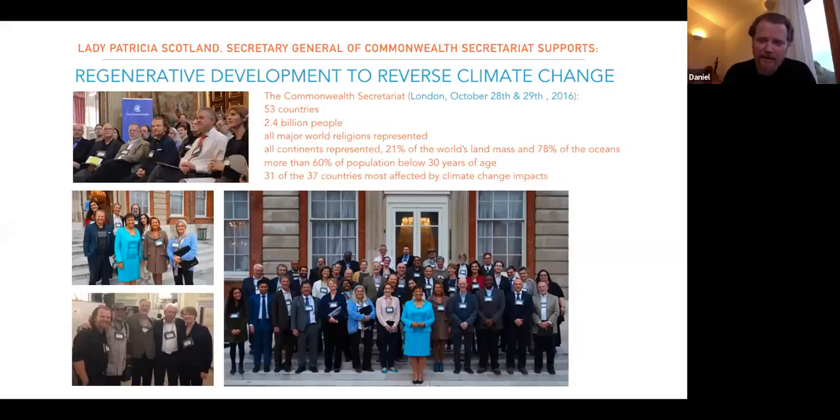But this is an event that we did at the Commonwealth Secretariat, where we brought a lot of experts together to look at regenerative development to reverse climate change. And the process is slow because politics is slow, but we're nurturing the ground to work with 31 of the 53 Commonwealth nations to enable regenerative development at a global scale.